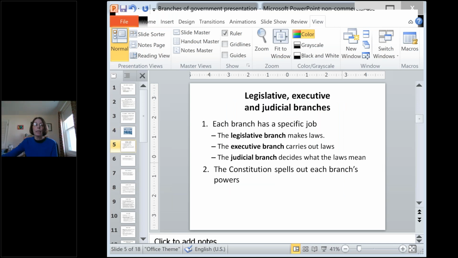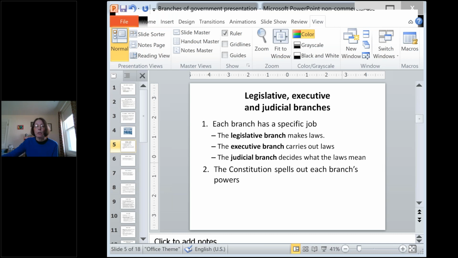Okay, so what are these? Let's talk a little bit more about these three branches: legislative, executive, judicial. Each branch has a specific job, like we said before. The legislative branch makes the laws or passes the laws. The executive branch carries out the laws, and the judicial branch decides what the laws mean. The Constitution, again, the document that founded our country, spells out each branch's powers.